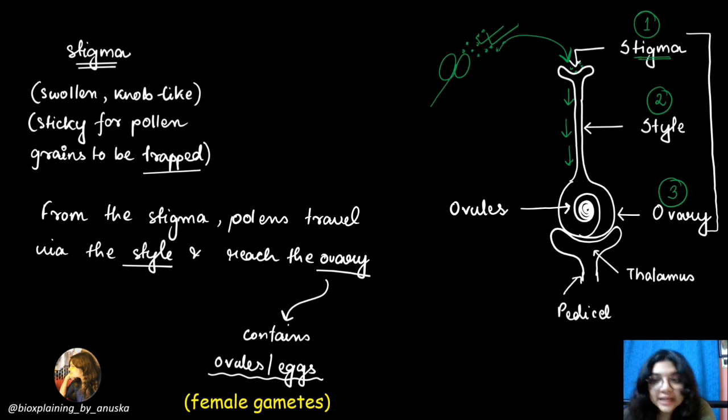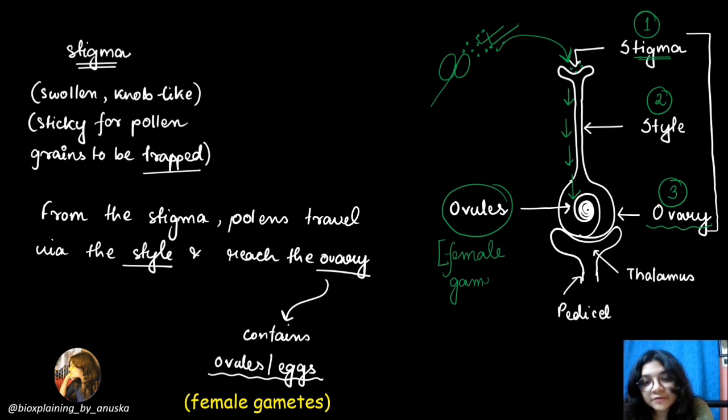So what is the style? The style is this long slender part of the stigma. And ultimately, what happens to this pollen grain? They enter into the ovary, right? Inside the ovary, what do we have? Inside the ovary, we have the ovules. So what have we seen just now? Just now we have seen in the previous slide that the ovules are what we call to be the female gametes. So the pollen grain comes and it meets the ovules and then fertilization occurs inside.